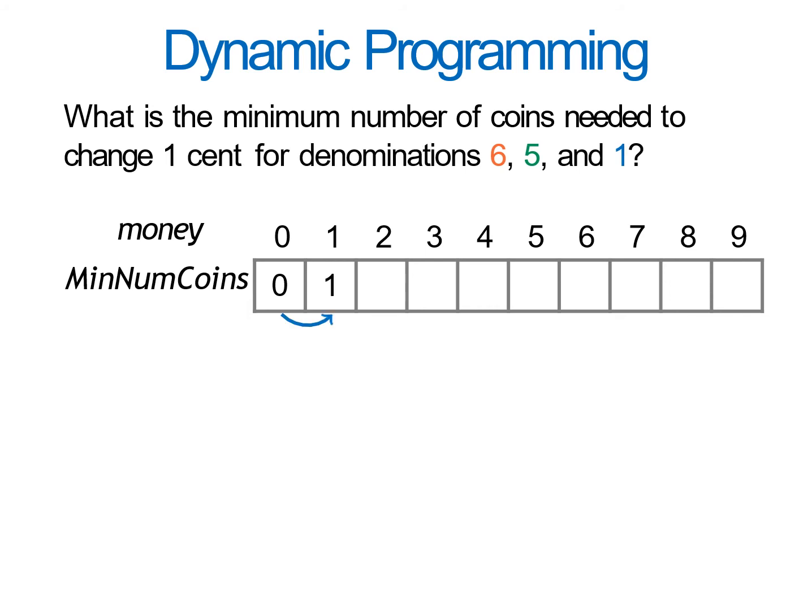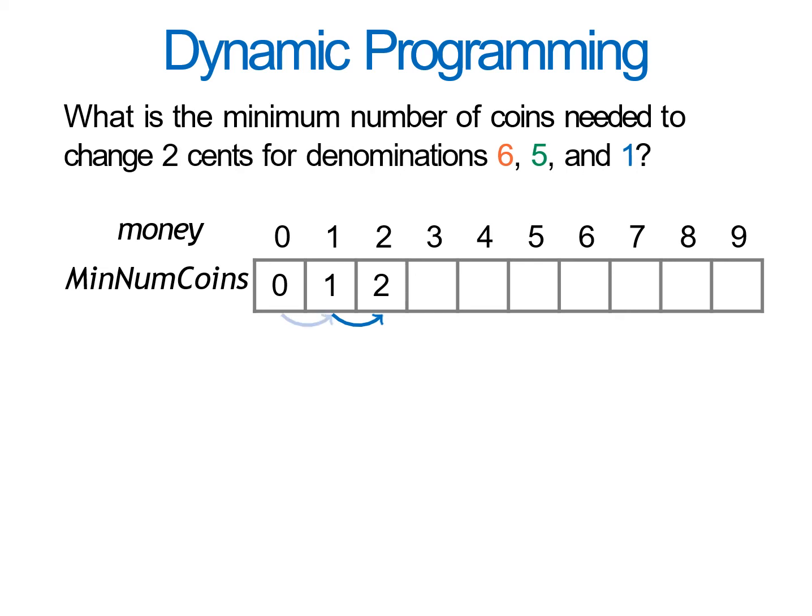So we will first ask the trivial question, what is the minimum number of coins needed to change 0 cents? And of course it is 0. What is the minimum number of coins to change 1 cent? Obviously it is 1. But we can compute this number by finding the minimum number of coins to change 0 cents and adding 1 coin. We will proceed in similar fashion to compute the minimum number of coins to change 2 cents, 3 cents and 4 cents.